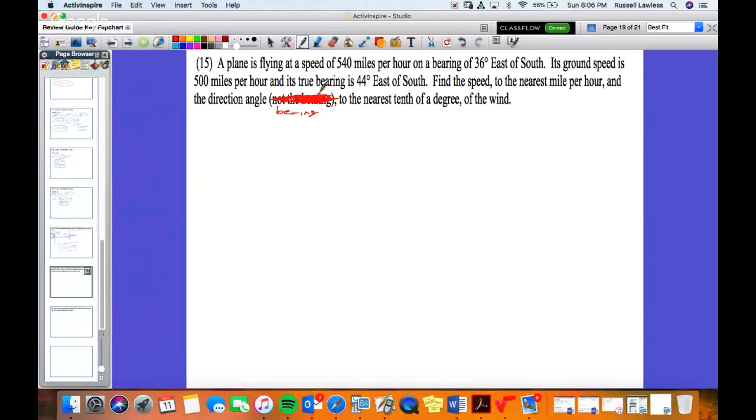So step 1, let's look here and figure out what we are looking for. We're trying to find the wind. We know that if you take a plane speed and add it to the wind speed, you'll essentially get the ground speed. So in order to find the wind, we'll take the ground speed and subtract the plane speed from it. If you're solving for the ground speed, this would be a different story.